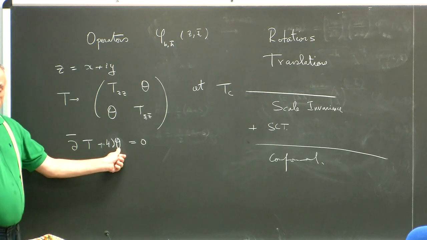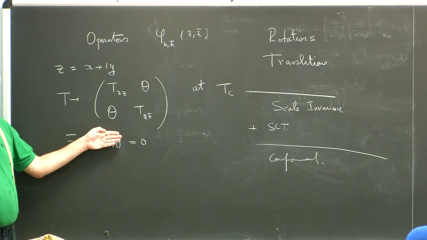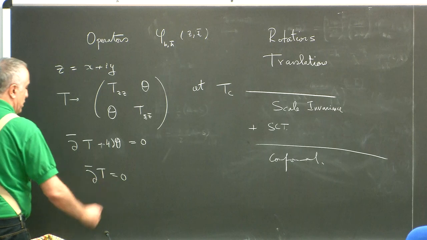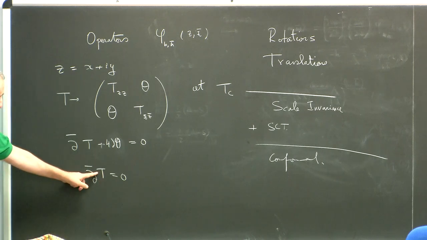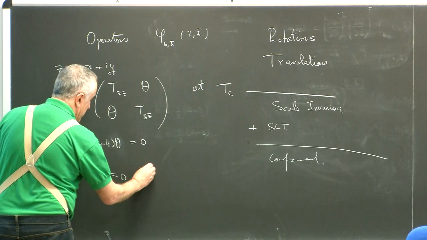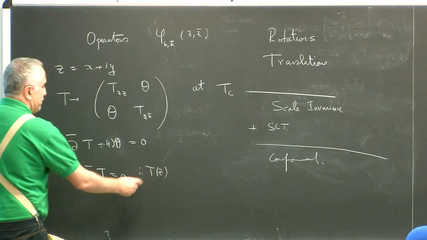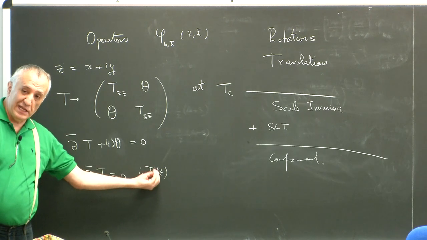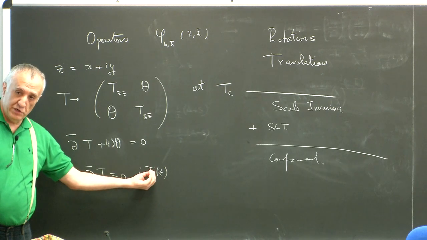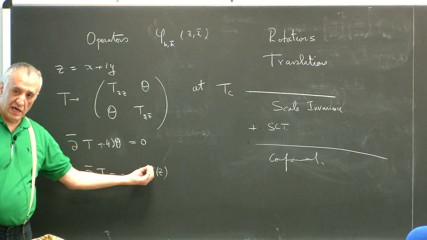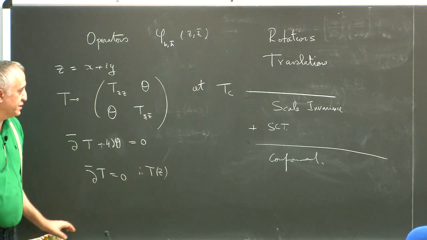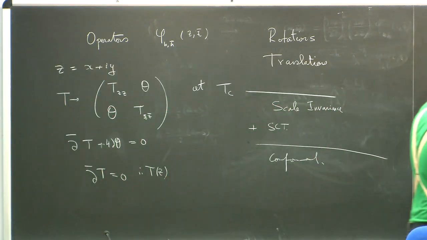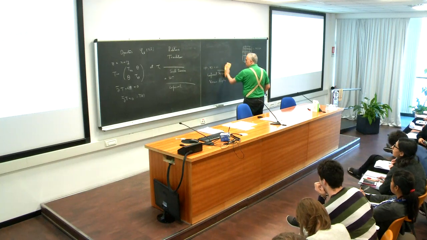If theta vanishes, then you have just d bar t equal to 0. That means that t is only a function of z. If t is a function of z, it means that I have a totally holomorphic theory. I can make any transformation of z to g of z, and it's still an acceptable energy momentum tensor. This is reminiscent of what happens for a harmonic equation.